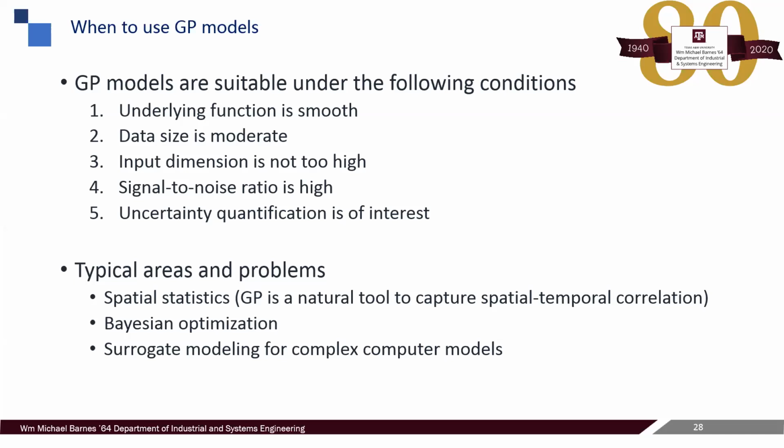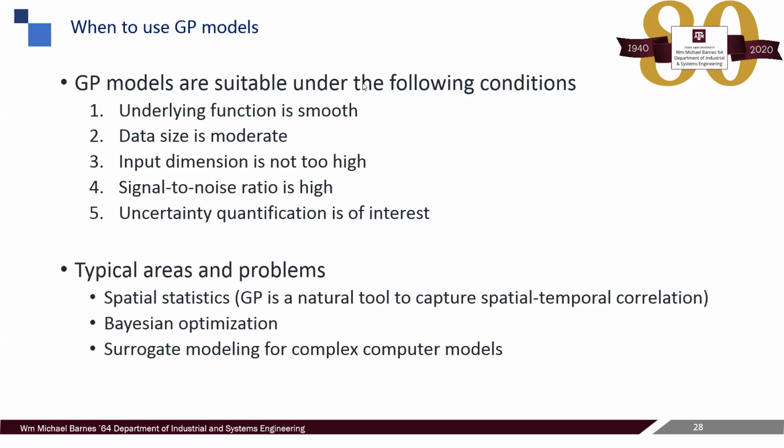And the fourth one, the signal to noise ratio should be high. If the signal to noise ratio is really low, you do not need to use a GP model. Maybe the linear model is the best way to fit the data. And the fifth, uncertainty quantification is of interest. If you are not interested in UQ, then probably you do not need to consider a GP, which is more complicated. If all of those 5 conditions are fulfilled, I believe you can hardly think of an alternative method that can beat GP. So that's the most ideal case of the usefulness of GP.